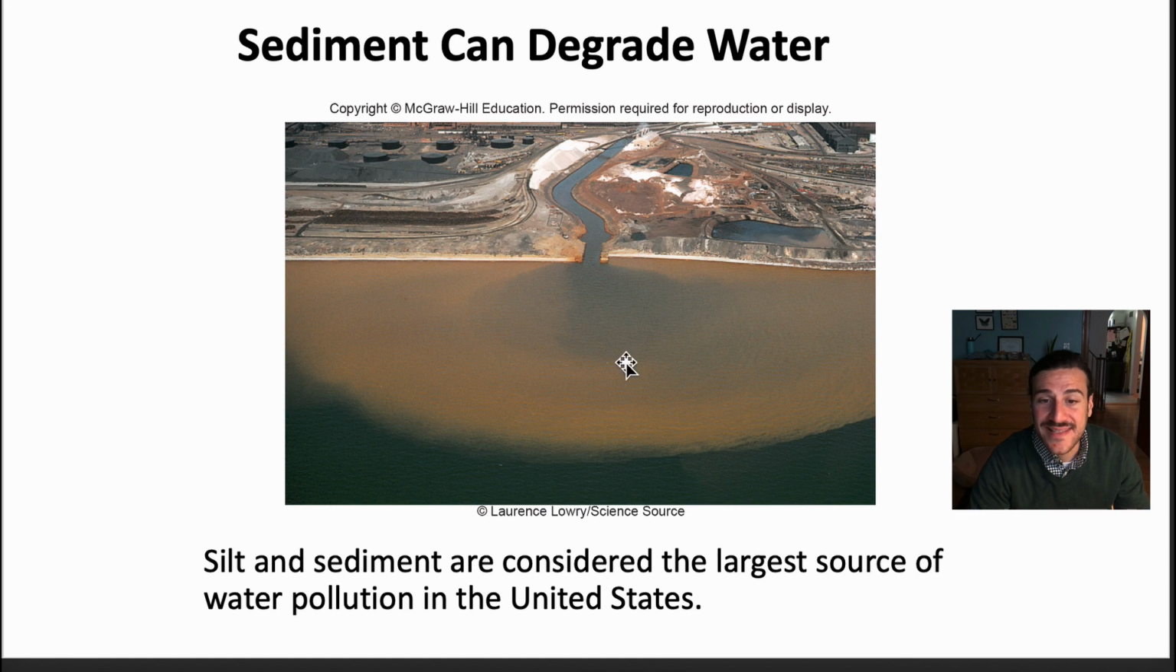So here we have sediments, right? And these are just clay particles, right? But you can see how this is going to change the aquatic system. Predators, for example, that rely on attacking their prey using their eyes are going to have a much harder time successfully feeding on potential prey in these areas. So silt and sediment are considered the largest source of water pollution in the United States.